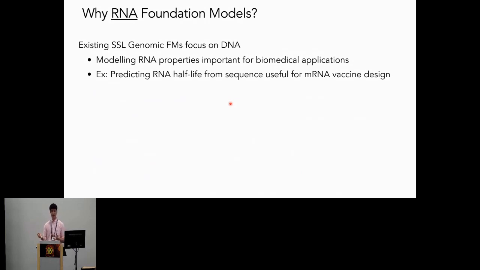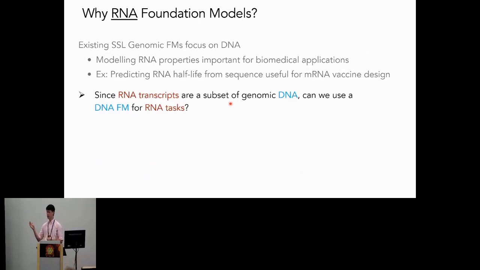This is kind of preaching to the choir, but first of all, I think we all agree that RNA is very important. So if we are able to model RNA properties, we could use this for many biomedical applications. For example, if we are able to predict RNA half-life or stability from sequence, we could use this for mRNA vaccine design.